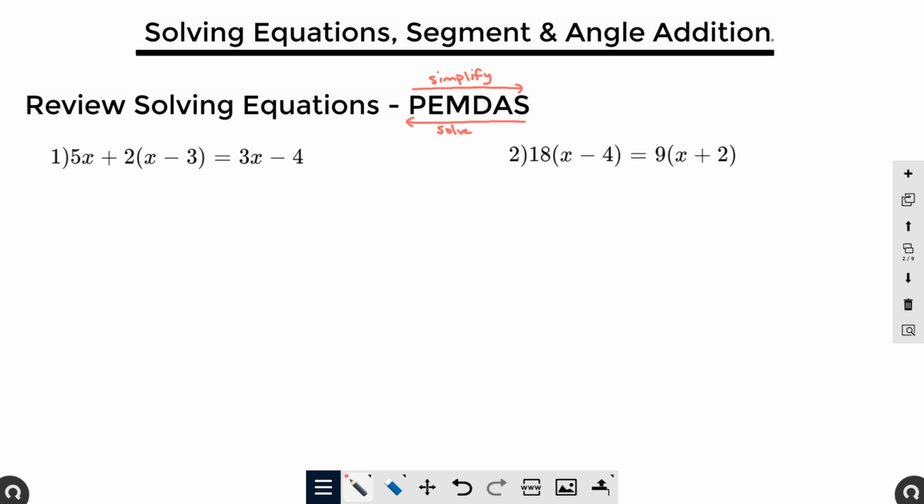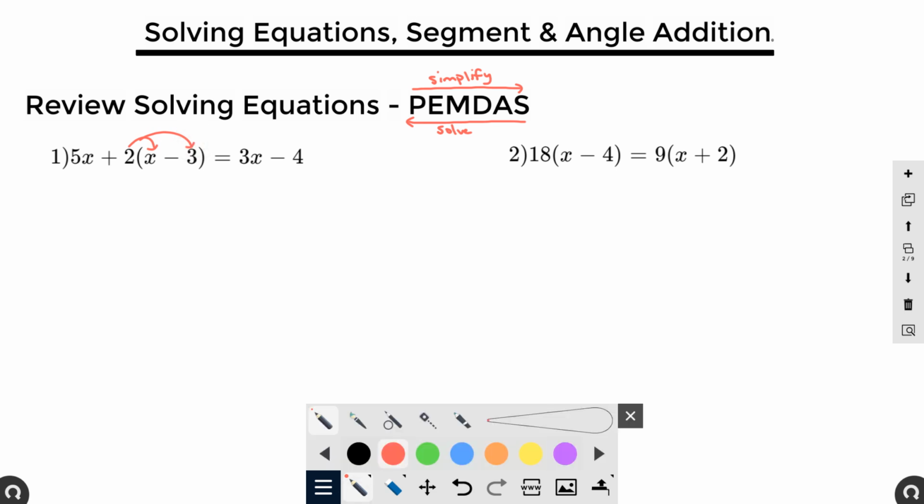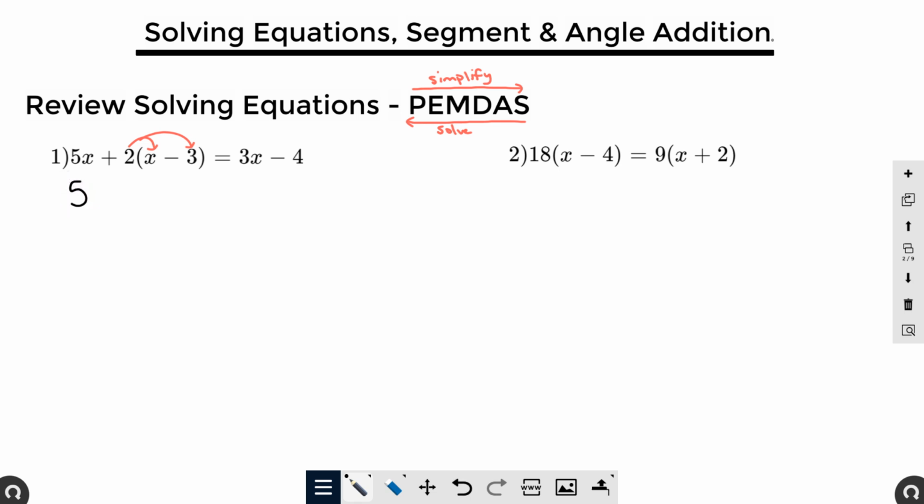Well, if we're going through, we would start with P first, which stands for parentheses. What would we do with those parentheses? Distribute. Very good. We're going to distribute that 2, because it's right outside the parenthesis, to everything inside the parenthesis. So when we distribute 2, that 5x stays, and then we get 2x minus 6. Good.